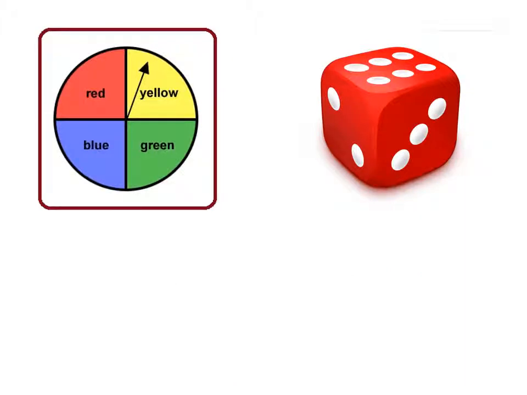So when you're doing 2 independent events, remember you have to multiply them. So what are the odds of spinning yellow on this spinner? Hopefully you said 1 out of 4. What are the odds of rolling a 6? Hopefully you said 1 out of 6.